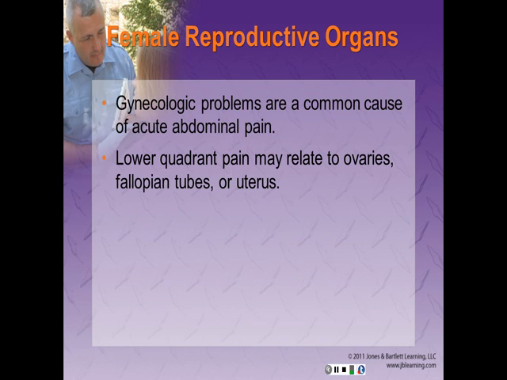Female reproductive organs. Gynecologic problems are a common cause of acute abdominal pain. Lower quadrant pain may relate to the ovaries, fallopian tubes, or the uterus. In Chapter 21, we'll talk about these in depth.